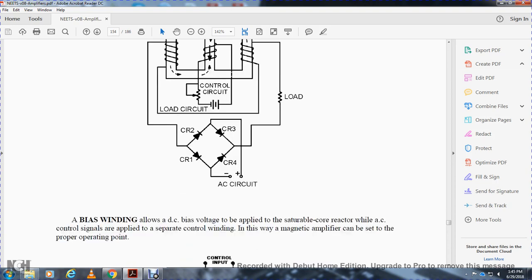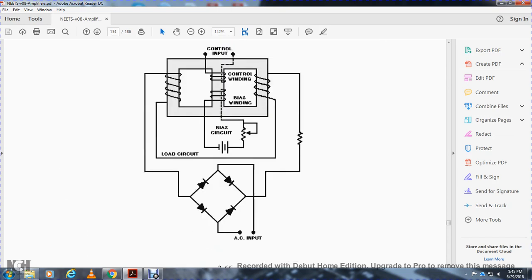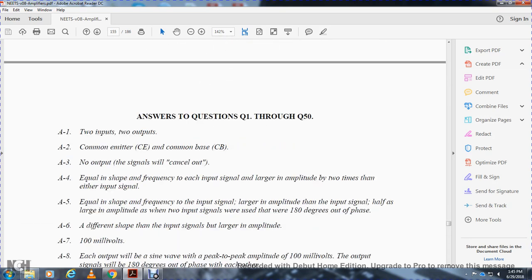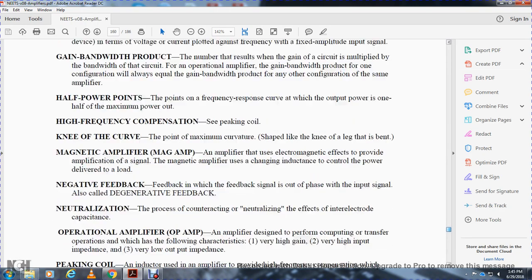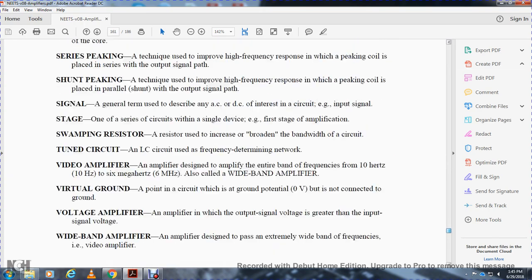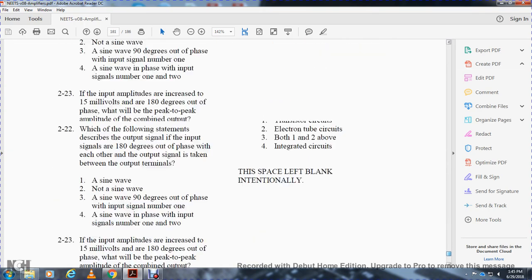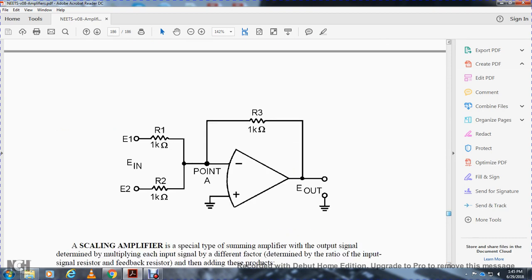The bias winding allows a DC bias voltage to be applied to the saturable core reactor, with the AC control signal applied to a separate control winding, so that the magnetic amplifier can be set for proper operation. So also the full wave rectifier. And that was the Chapter 3 summary. Other than that, there are questions and answers, a glossary, an index, and some assignment questions.